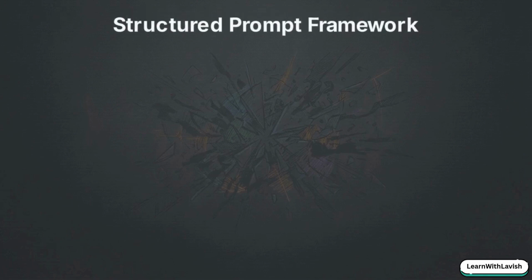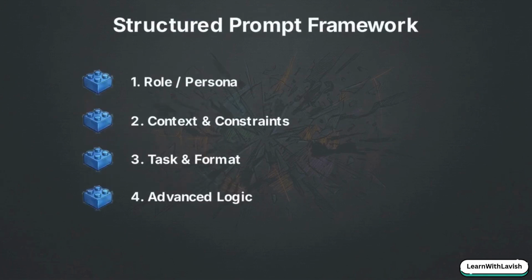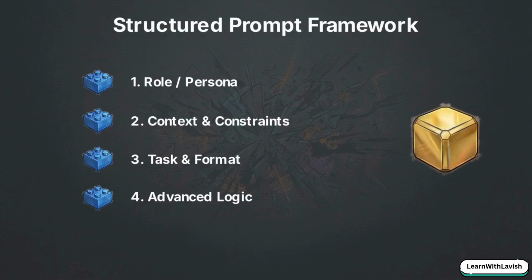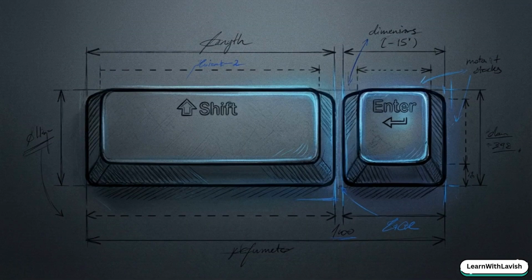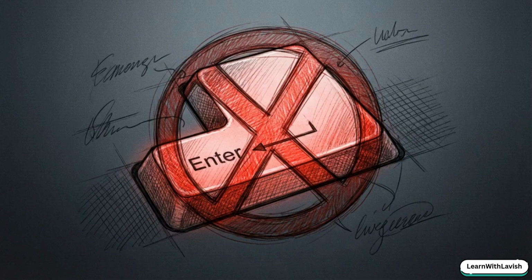To fix this, you need to build a structured prompt. This is a 4-step framework that forces the AI to narrow its focus and produce high-quality work. Before we build it, there is one mechanical rule to remember. Press Shift and Enter to drop down to a new line. Hitting Enter by itself will submit the prompt before you finish your instruction.